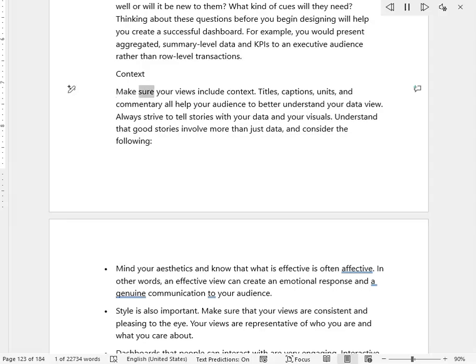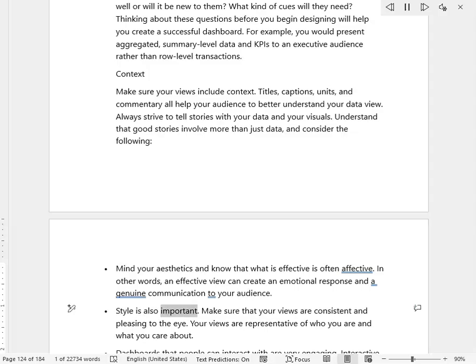Context. Make sure your views include context. Titles, captions, units, and commentary all help your audience to better understand your data view. Always strive to tell stories with your data and your visuals. Understand that good stories involve more than just data, and consider the following. Mind your aesthetics and know that what is effective is often effective. In other words, an effective view can create an emotional response and a genuine communication to your audience.